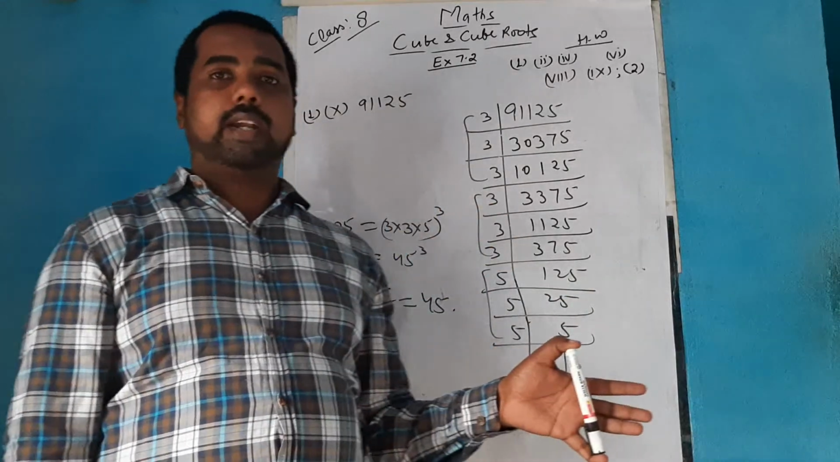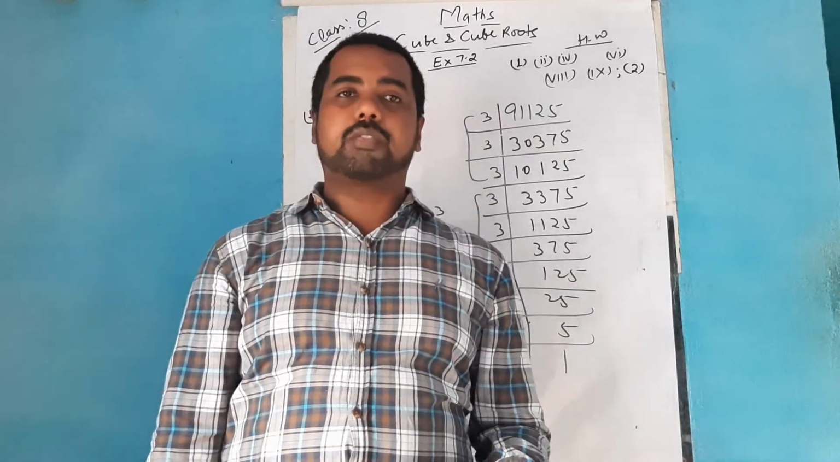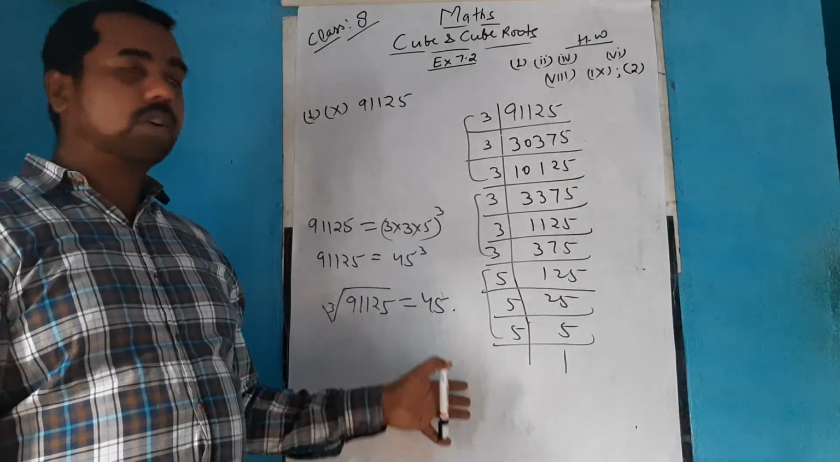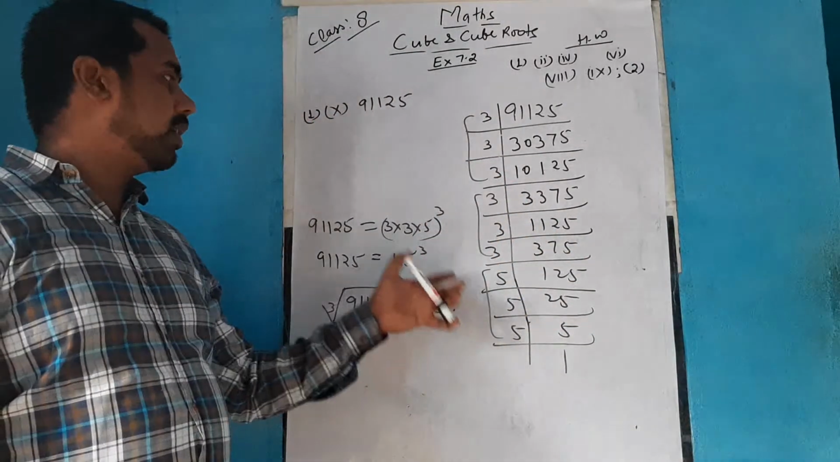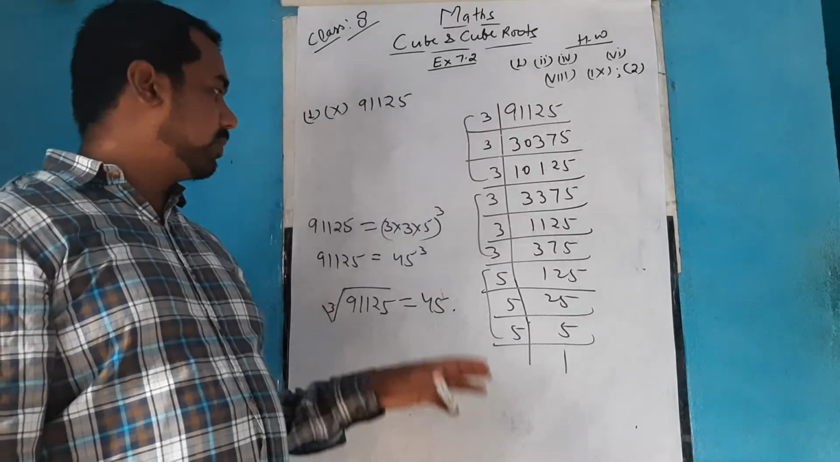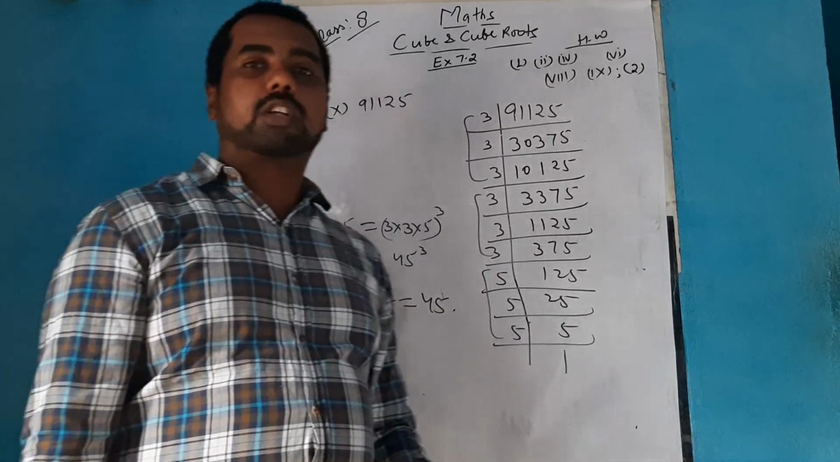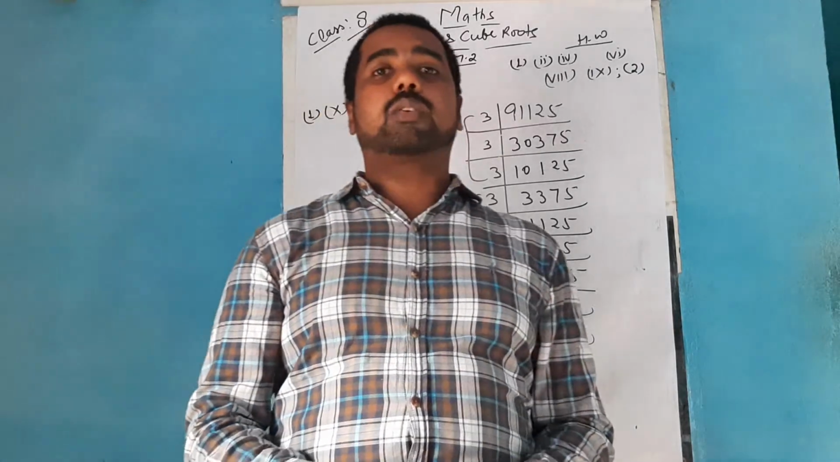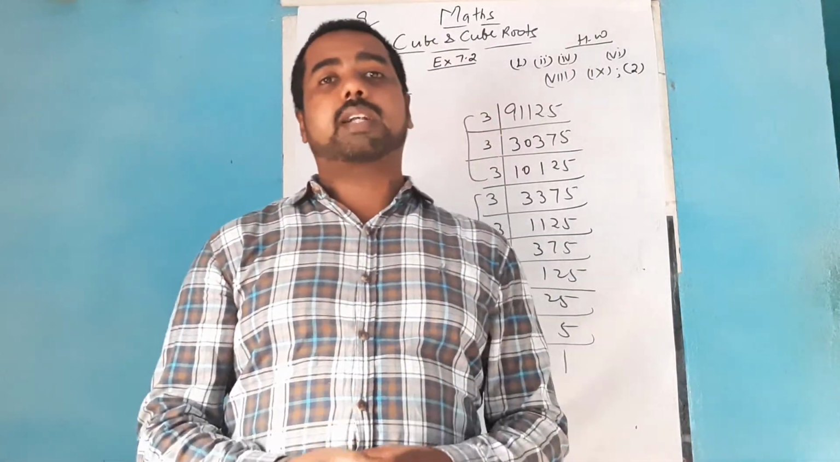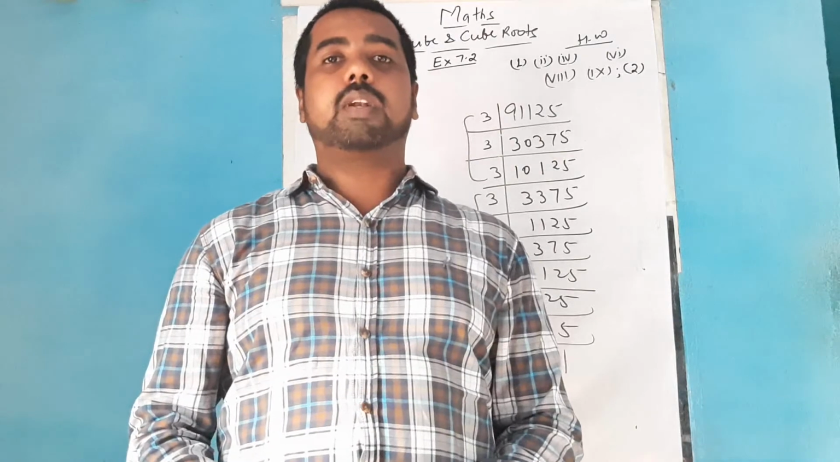As we have done for finding square roots, we were making pairs of 2. So for finding the cube root, we'll make groups of 3, and then from each group we'll take one number, write them in the form of a whole cube, and then we can write the cube root of the given number. This way we use the prime factorization method to find the cube root of a given number.